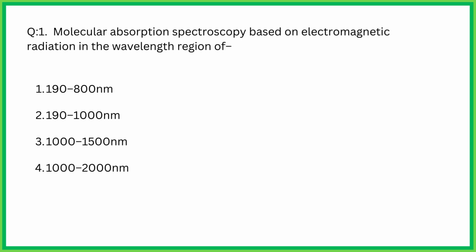As we know, molecular absorption spectroscopy uses electromagnetic radiation mostly between 190 nanometer to 800 nanometer wavelength, and this region consists of ultraviolet as well as visible regions. The wavelength of ultraviolet is from 190 to 400 nanometer, while for visible light it is 400 to 800 nanometer. So the correct option for this question is option 1.